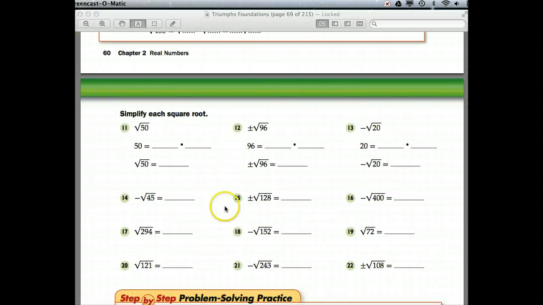All right, here are some more practice problems. I want you to work through these and then come back in a little bit and we'll check your answers.